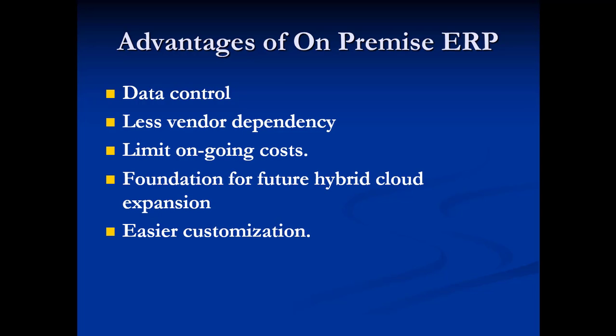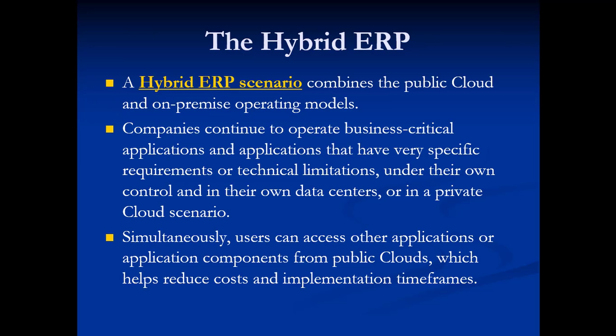Limit ongoing cost. So the cost can be reduced by using this kind of situation whereby running costs are going to be less. Foundation for the future hybrid and cloud expansion. So this can be the foundation whereby we can have a further expansion of hybrid type using the cloud system. Easy customization, again you understand that, because any new requirements can be customized quickly because your own IT staff is going to handle that within the premises.